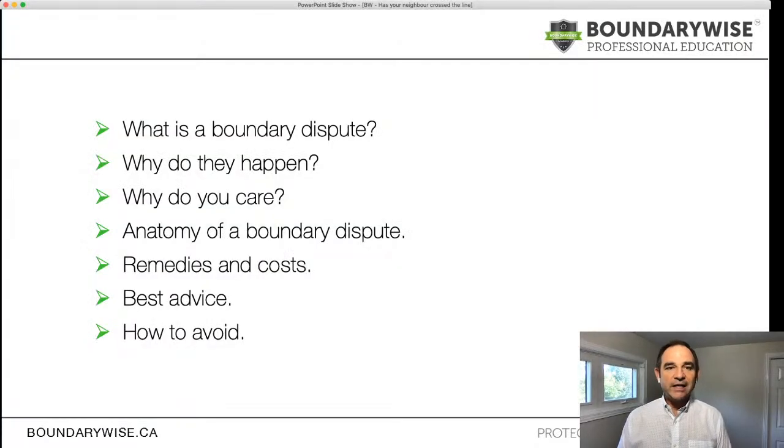Here's what we're going to cover today. We're going to touch on what a boundary dispute actually is, the definition of boundary disputes. We're going to talk about why they happen. There aren't a huge variety of reasons why boundary disputes happen. It's fairly consistent why they happen and why you care. Then we're going to talk about the anatomy of a boundary dispute. Specifically, though, we're going to talk about what to do and what not to do.